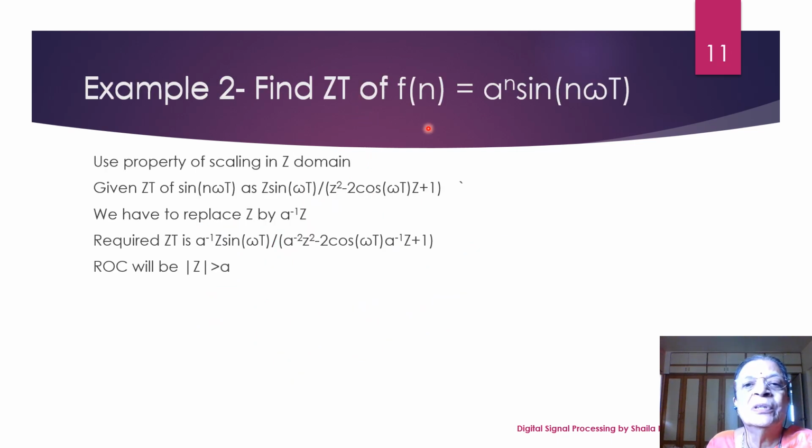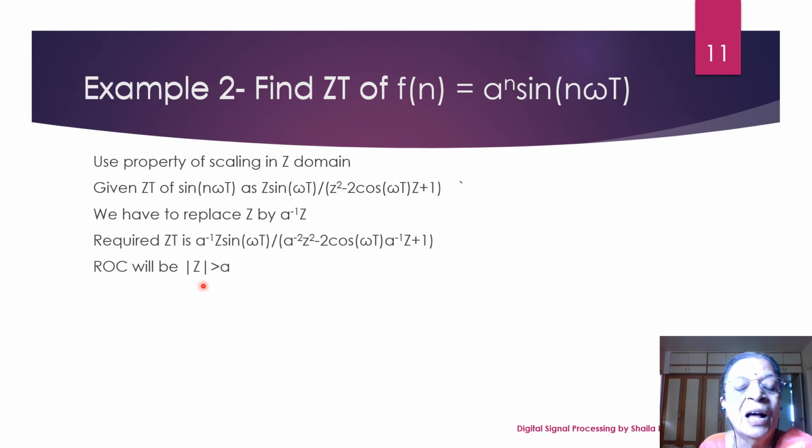Now consider one more example. Find the Z transform of f(n) equal to a raised to n sin(n omega t). We already know the transform for sin(n omega t). Sin(n omega t) transforms to z sin omega t divided by z square minus 2 cos omega t z plus 1. What we have to do using this property is replace z by a inverse z. So wherever there is z here, I'll put a inverse z sin omega t, divided by a raised to minus 2 z square minus 2 cos omega t a inverse z plus 1.